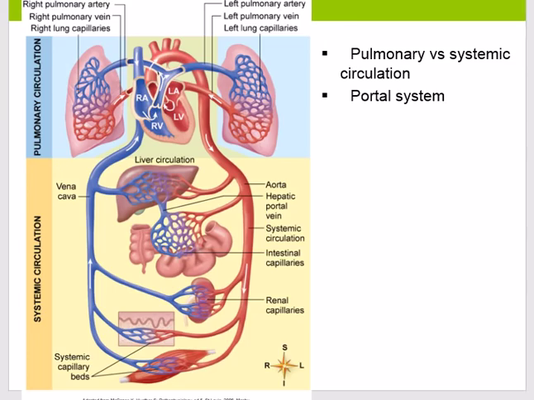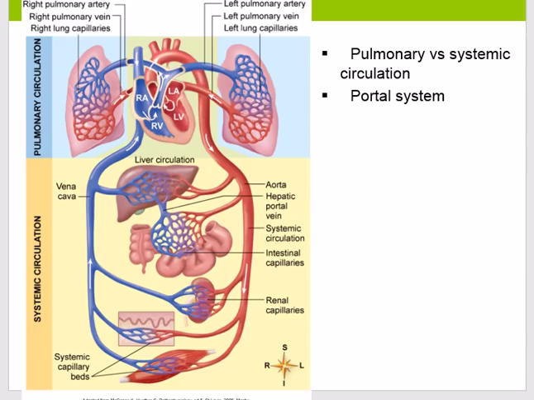So we have two main systems within the body when it comes to the cardiovascular system, and that's the pulmonary circulation and the systemic circulation. And the pulmonary circulation is under lower pressure than the systemic circulation because blood does not need to be pushed as forcefully to go from the heart to the lungs as it does from the heart to the rest of the body.